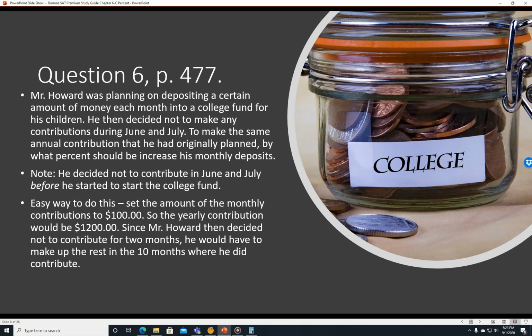Question 6, page 477. Got a little college fund going on here. Mr. Howard was planning on depositing a certain amount of money each month into a college fund for his children. He then decided not to make any contributions during June and July. To make the same annual contribution that he had originally planned, by what percent should he increase his monthly deposits? Oops, it says B increase here. Sorry about that. Should be he increase.